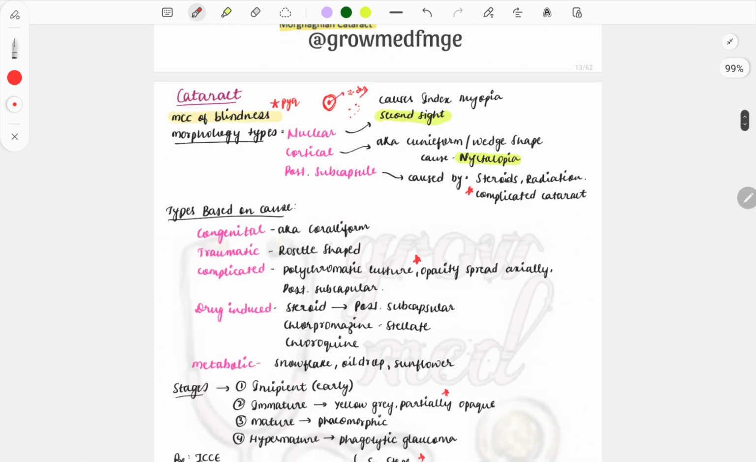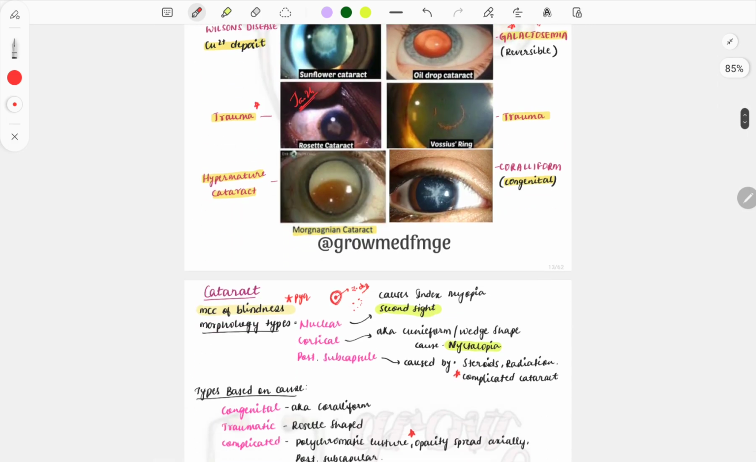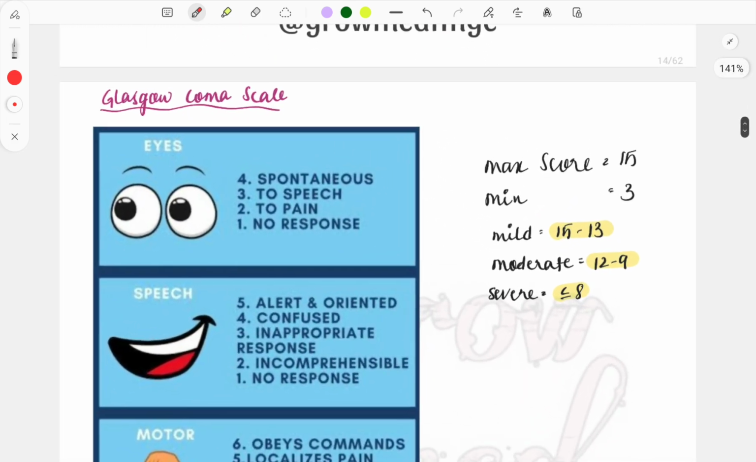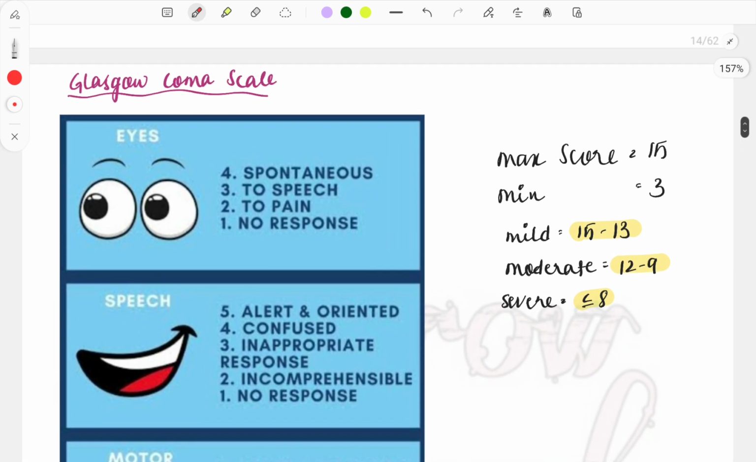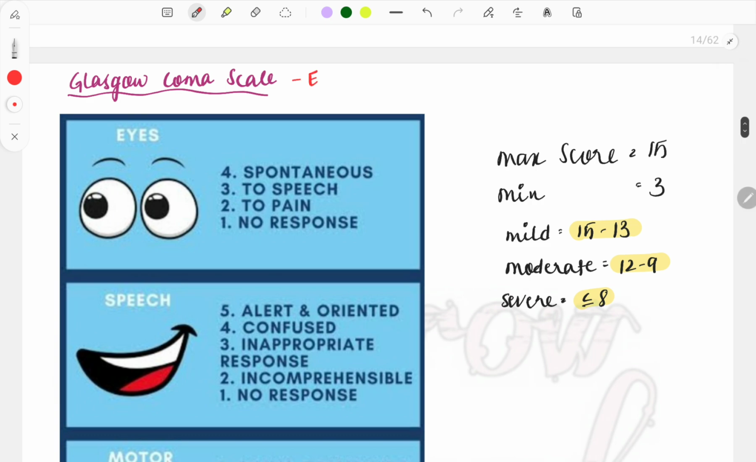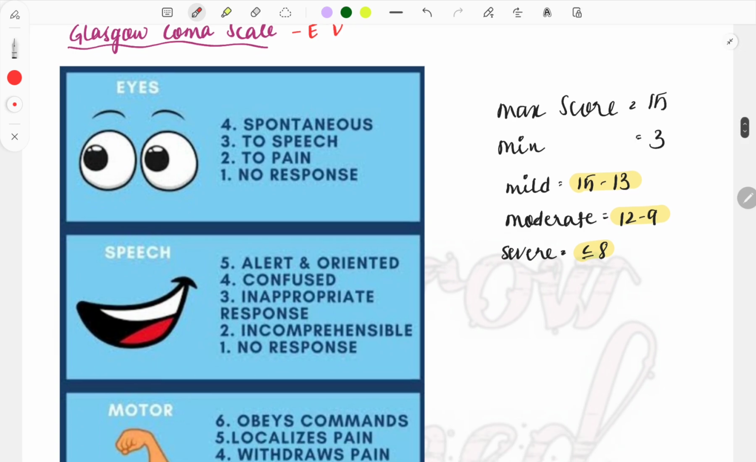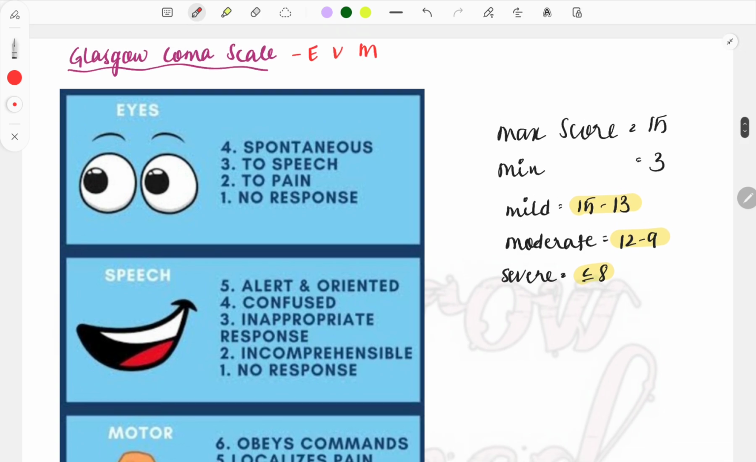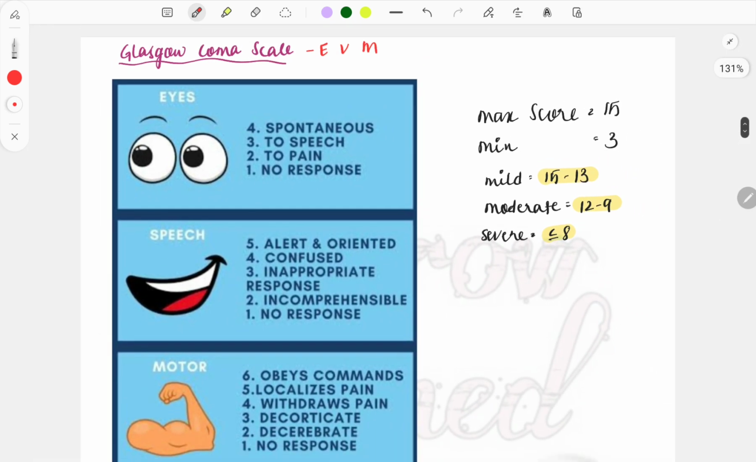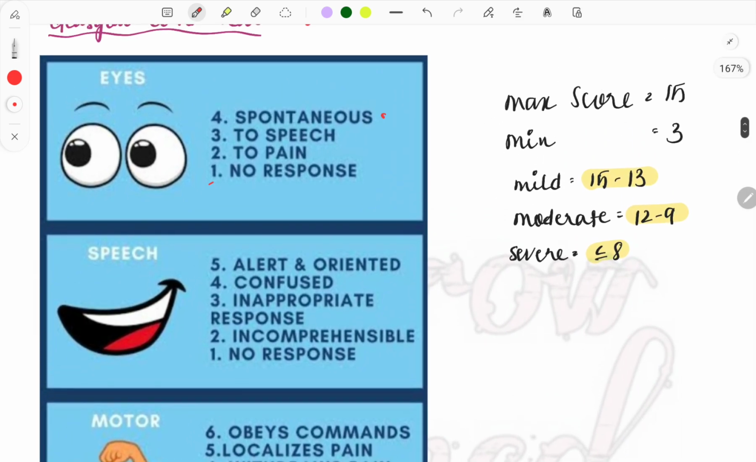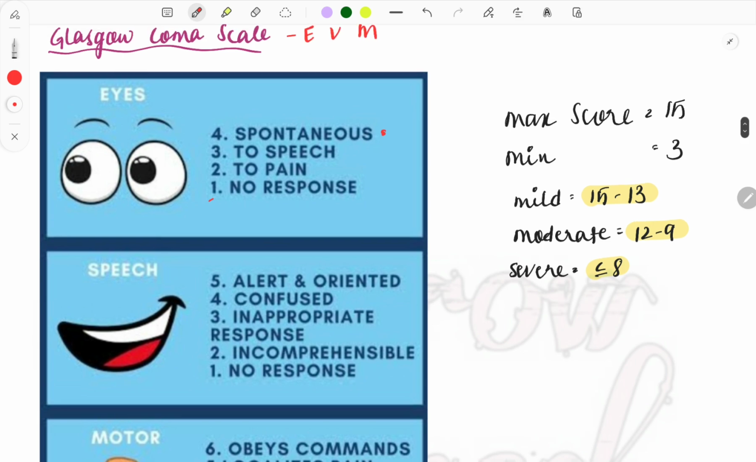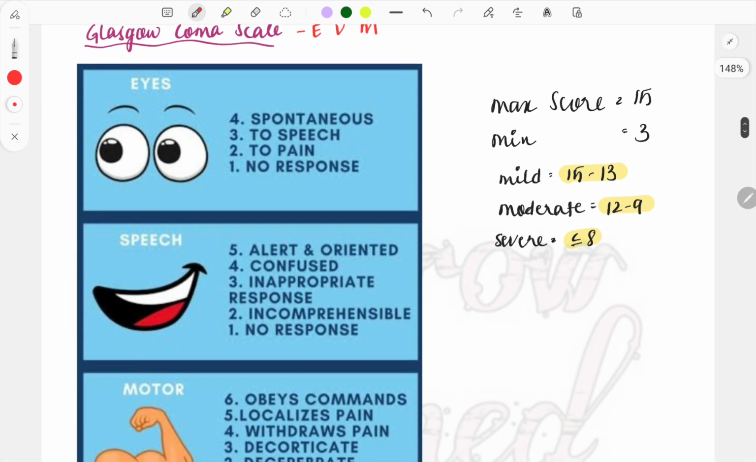So we had already discussed cataract, retinoblastoma, Wilson's disease, all the things. Today we will discuss an important topic, the Glasgow Coma Scale. In the Glasgow Coma Scale, we will be looking at the eye movement, then the verbal response, that is the speech, and then the motor movement of the patient. Okay, EVM. These are the marks which we will be giving. If the patient is opening the eyes spontaneously, give a score of 4, then 3, then 2 and 1. These are the scoring systems which you must know.